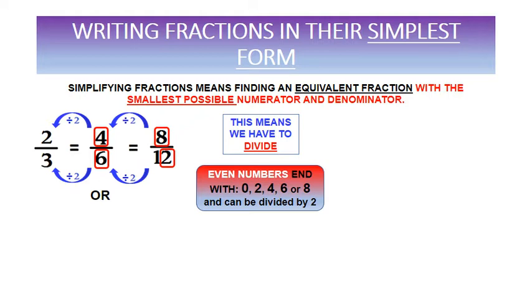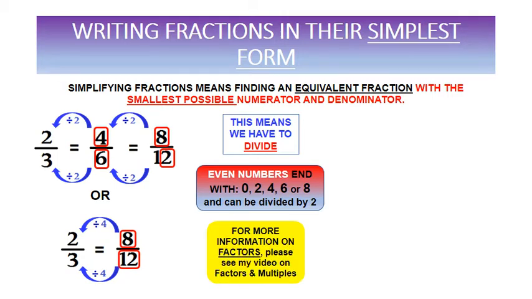Now, ideally, we try to do this in one step if we can. And the way we do this is we look for the highest common factor, the highest number that we can divide both the top and the bottom by. And in this case, these two numbers, 8 and 12, are also multiples of 4 and therefore can be divided by 4. And there we have the same answer, but just in one step. So that's the best thing to try to do. It makes it quicker. And if you need any more information on factors or multiples, please do have a look at my video on these.